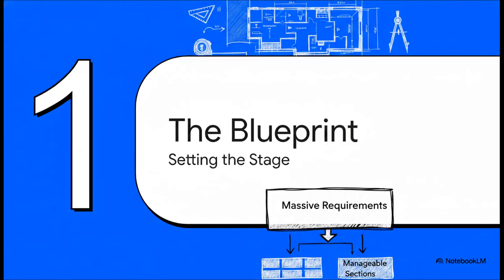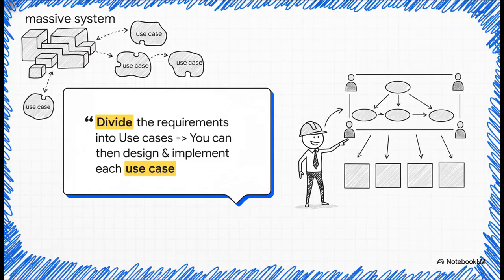The blueprint before coding, setting the stage. How exactly do we take a massive, totally overwhelming list of software requirements and actually make it manageable? Well, the secret is essentially the oldest strategy in the book, divide and conquer. The core idea here is to divide the requirements into use cases, and then you can design and implement each use case individually. By breaking a massive system down into these little bite-sized pieces, these use cases, developers can tackle incredibly complex systems one manageable piece at a time. It ensures nothing slips through the cracks.